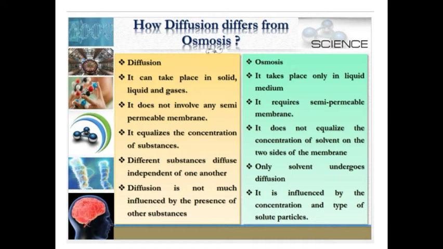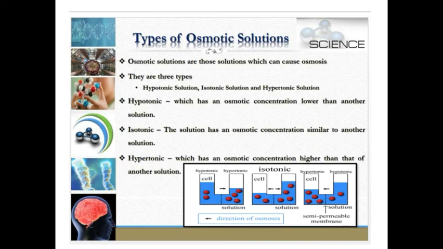Can you understand, children? The next point is that diffusion is not much influenced by the presence of other substances, whereas osmosis is influenced by the concentration and the type of solute particle. So in diffusion, any particle can move inside and outside, that is not influenced, but here the solute particle, which is a solid particle, influences the concentration. Right, children? Can you see the difference between diffusion and osmosis? It is easier.